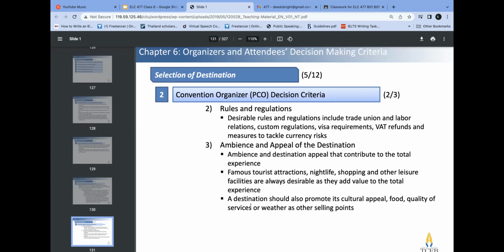The destination should also promote cultural appeal, food quality and services, which you have to understand. So what you need to highlight here is rules and regulations and the appeal of the destination. That's it.